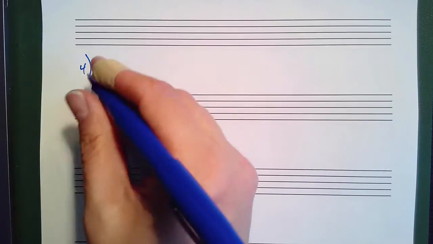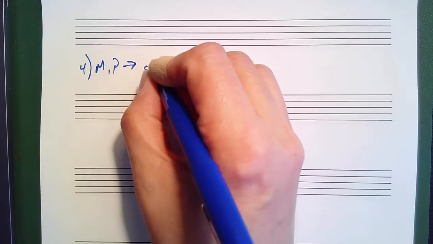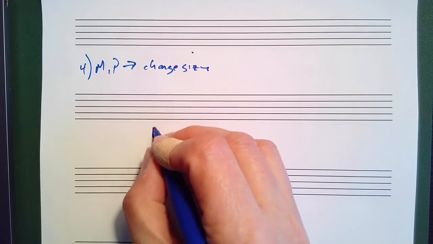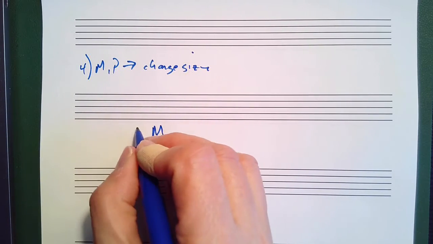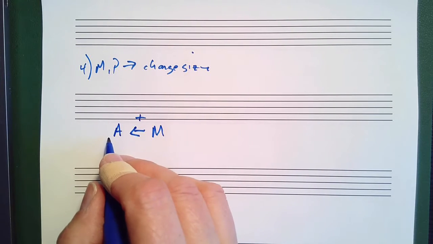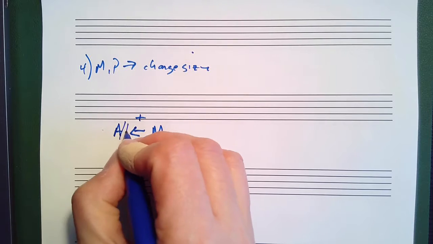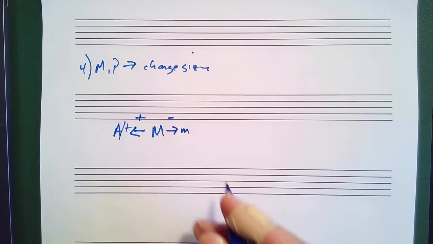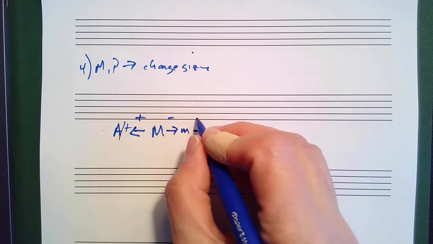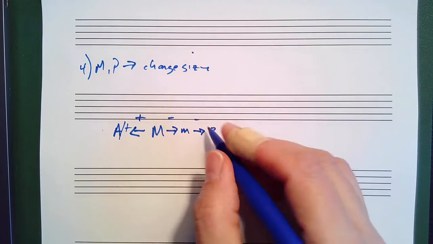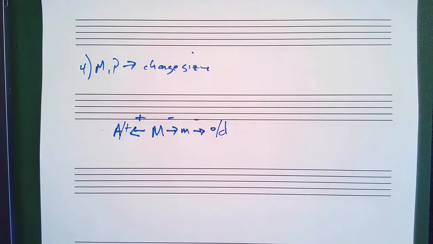Now we're on step 4, when we take major and perfect intervals and we change the size. So a general rule is a major interval, if you make it larger, a half step larger, it becomes augmented, which can be letter A or a plus sign. If you make it a half step smaller, it becomes minor. You make it another half step smaller, it becomes diminished, which we show with a degree symbol, for example. Degree means diminished, or sometimes lowercase d.